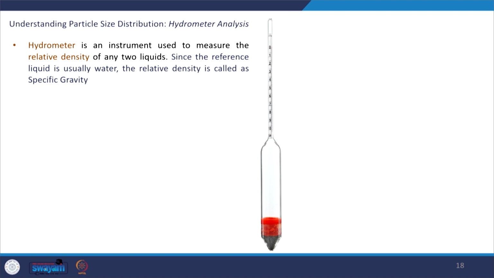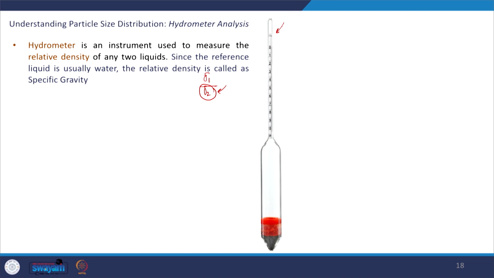And what is a hydrometer? Hydrometer is an instrument which is used to measure the relative density of any two liquids, which means density of liquid 1 by density of liquid 2. Now, since the reference liquid in our case is water, we also call it specific gravity. So, we can say that hydrometer is basically used to measure the specific gravity of a particular solution we are interested in. Okay. So, this is how the hydrometer looks like.